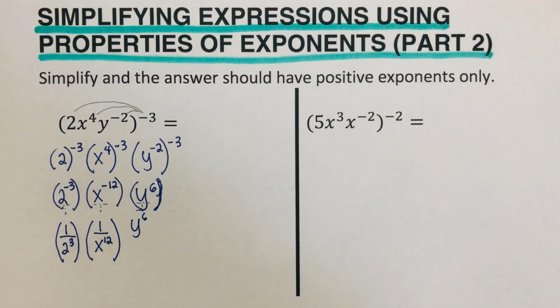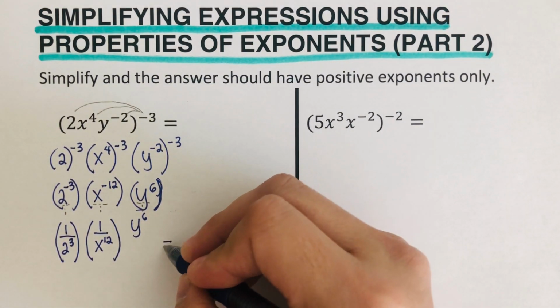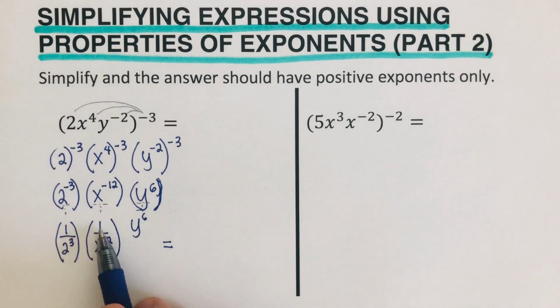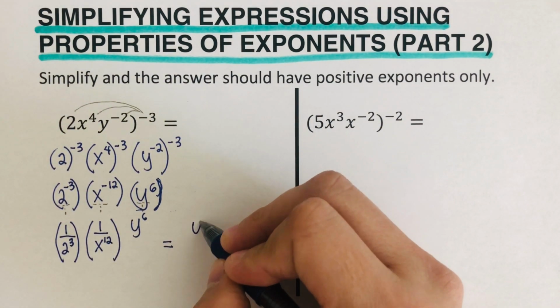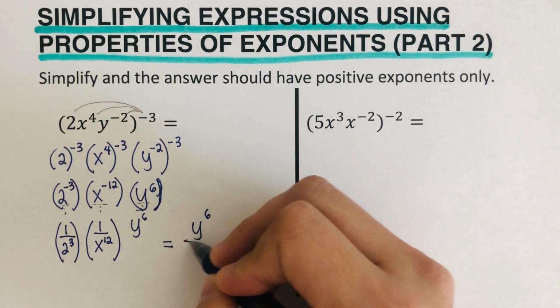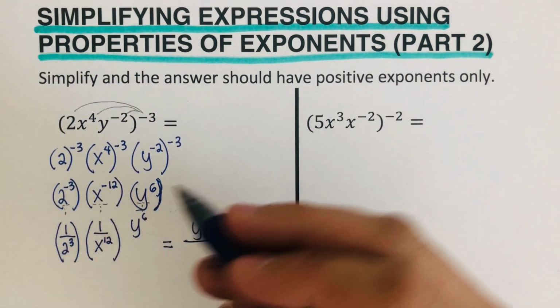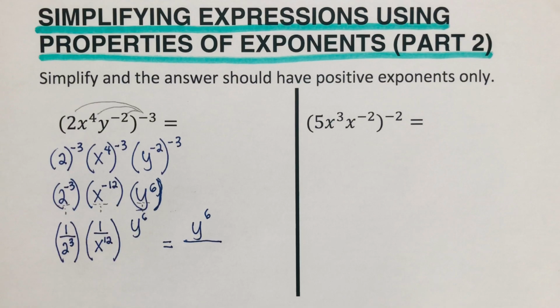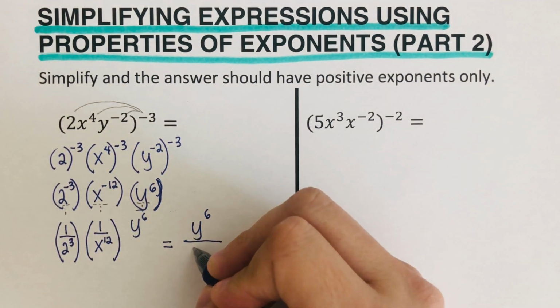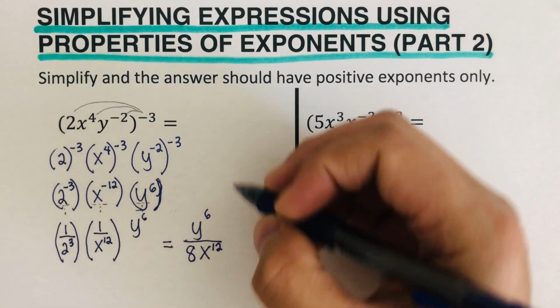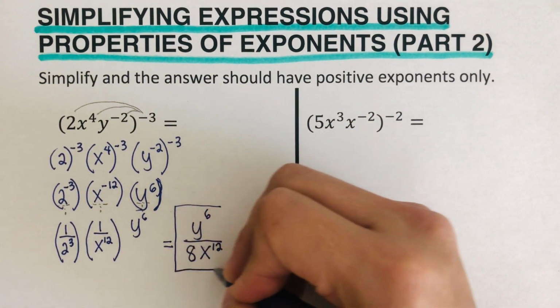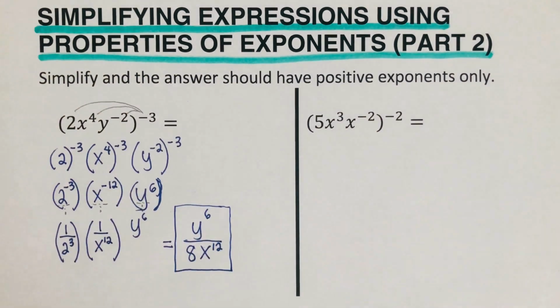So then from here, we can simplify this. We multiply all the ones in the numerator. 1 times 1 is 1, and then we have y to the 6th. So that's y to the 6th power on top. And then 2 to the third is 2 times 2 times 2, which is 8. So that would be 8x to the power 12. And this is the simplified version of this expression right there.